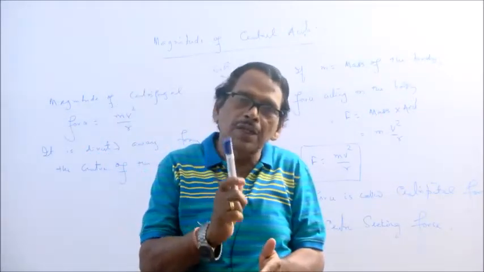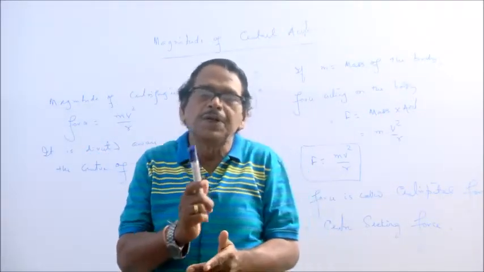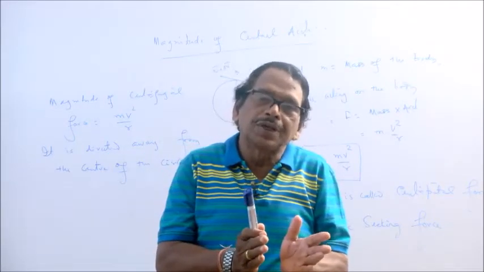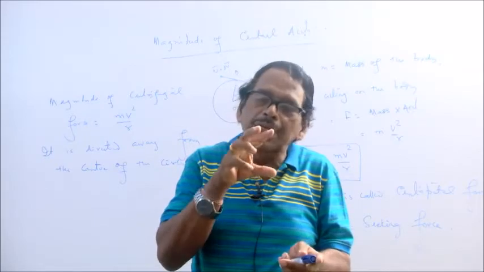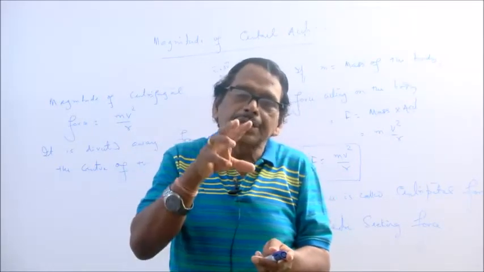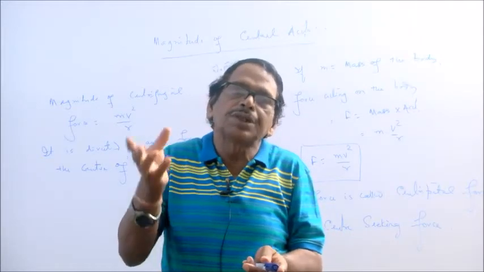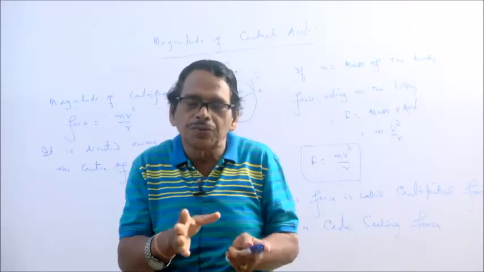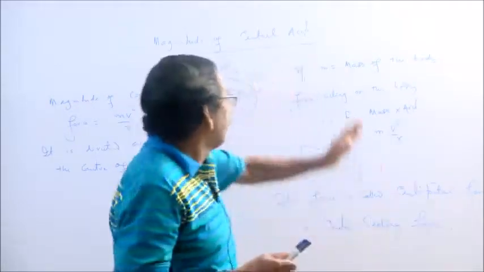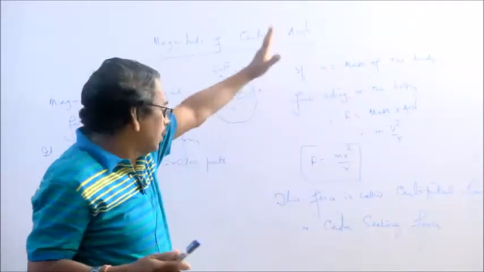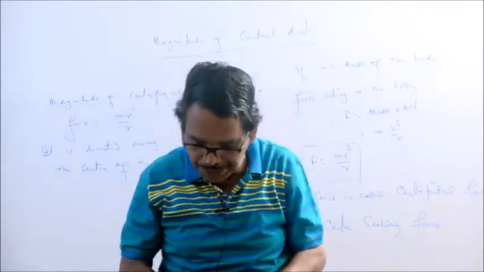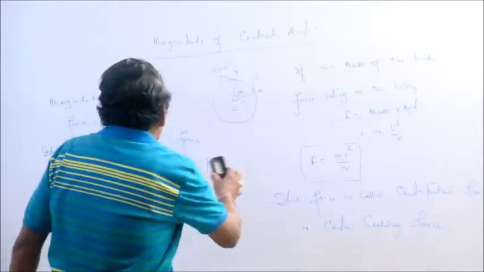When a body of mass m moves with a speed v uniformly over a circular path of radius r, a force of magnitude mv square by r acts on the body, and the direction of this force is toward the center of the circular path. This force is called centripetal force or center seeking force. Then find out the magnitude of that centripetal force, as I will deduce it. This is a very important question in the examination.